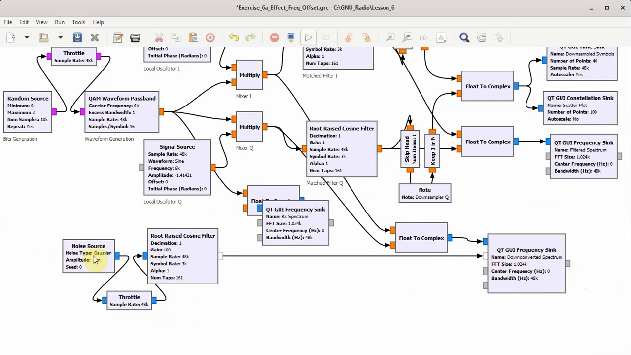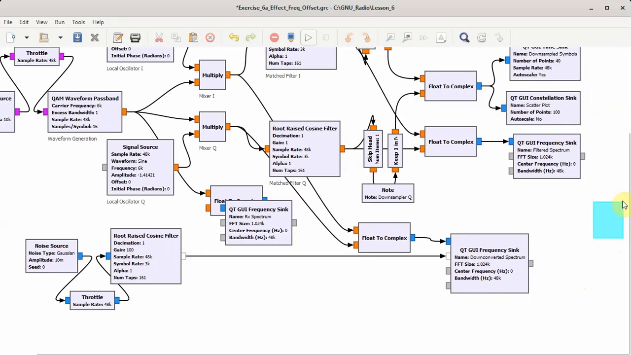Here we have a noise source because it has a flat spectrum, and when this is given as an input to a root raised cosine filter, we can clearly see the match filter spectrum along with the down converted spectrum. This we will see when we run the flow graph.